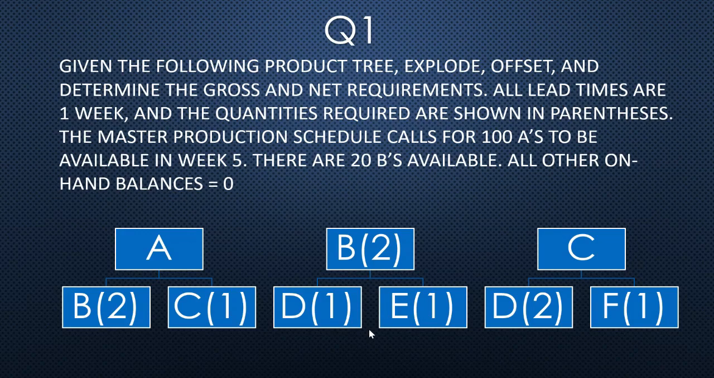So below we can see there's a product tree. You can see the main parent is A. So subordinates we have B(2) and C(1). So it means that to achieve your A, you need to have two B's and one C. Meanwhile, you can see B and C also have sub parents. Under B, you need to have D(1) and E(1) so you can make your B. If you see the C, you need to have two D's and one F to obtain your C.